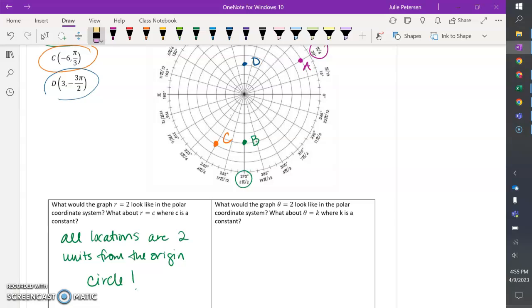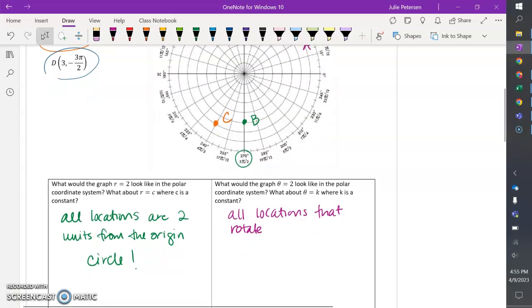All right, so that's what happens if we have an r equals. Next question, what if we have a graph that says theta equals 2? So you notice now we don't have an r value. We're not being given a distance from the origin. We're just being given an angle. And so when you look at theta equals 2, we're saying all locations that rotate 2 radians. I notice that this is radians because I see theta equals 2. There's no degree sign, no other indication of what the units are. So this is 2 radians.